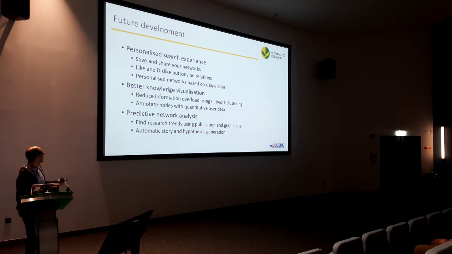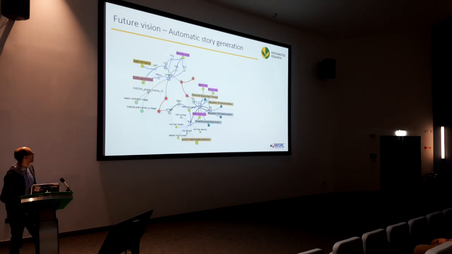And the predictive analysis is about how we can find research trends using publication and graph data. What are the hot areas that people are working on? And how can we automate the story and hypothesis generation? Right now, users need to click on information in the knowledge graph to come up with interesting ideas. Can we automate that somehow? I'll give you an example of what I mean with automating it.